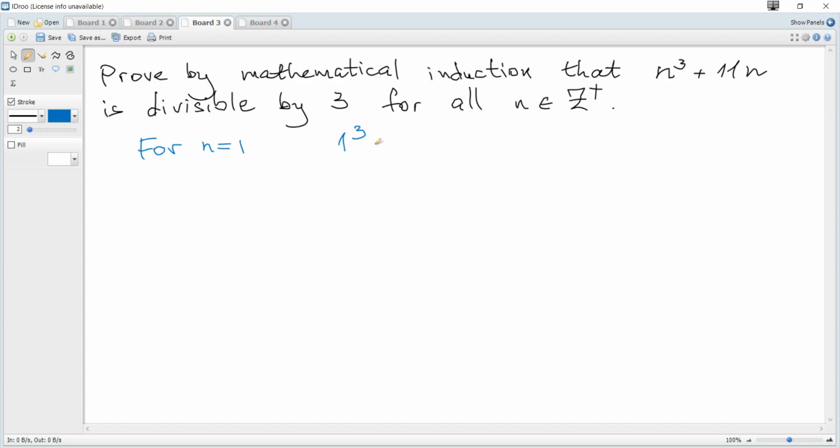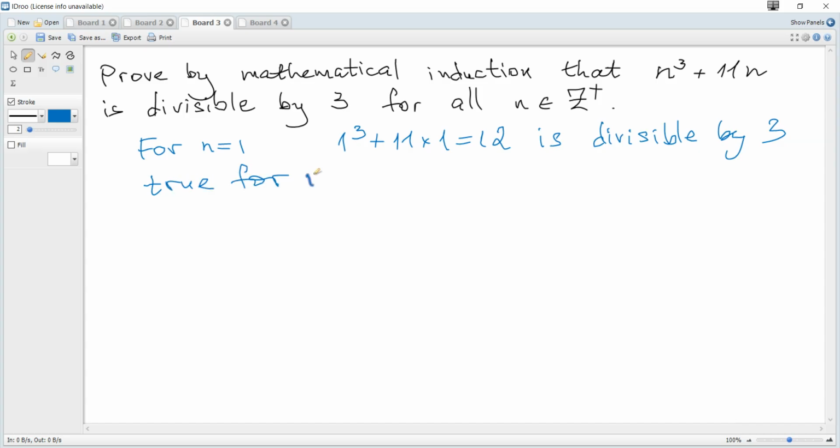1 cubed plus 11 times 1, which is 12, and it's clear that it is divisible by 3. So it's divisible by 3. Hence true for n is 1. Then, as usual, assume true for n is k, and it becomes k cubed plus 11k is divisible by 3.